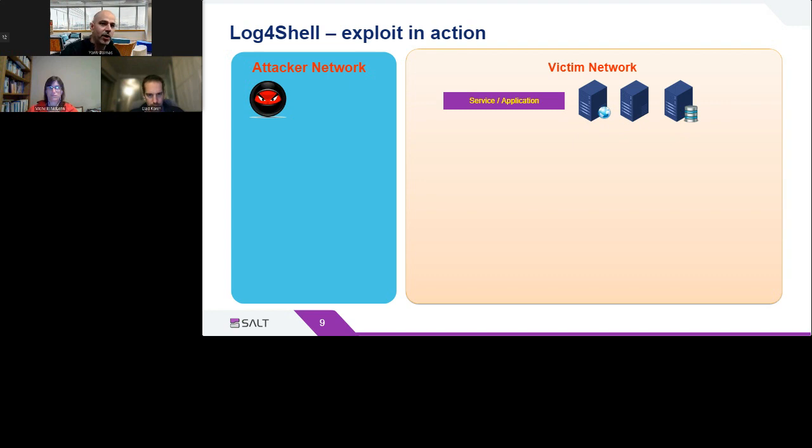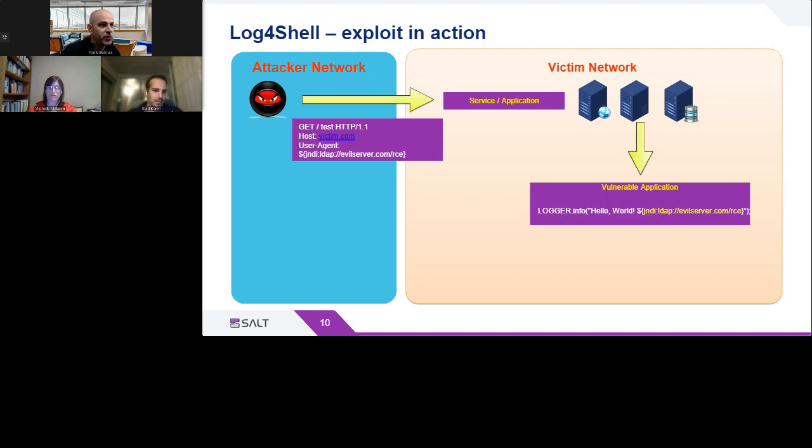There is some service or application available on the internet. All the attacker has to do is send some packet, depending on what the application is talking, if it's HTTP, if it's an API, you just connect in the proper way. And then you need to send somewhere within this traffic this JNDI LDAP string. What's expected to happen is that the string will find its way into some kind of logging line. And it doesn't matter if this line is in the internet-facing web server, in some kind of backend API server, or in the database itself, wherever it is logged, that will basically trigger the vulnerability.